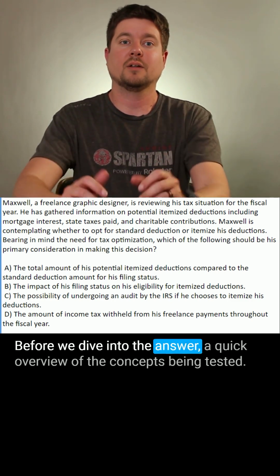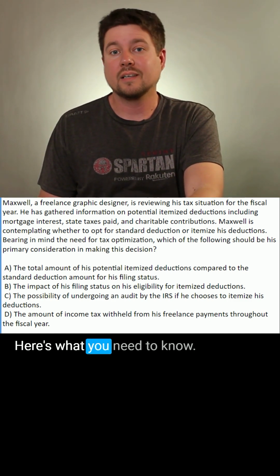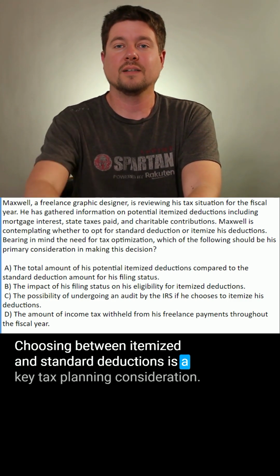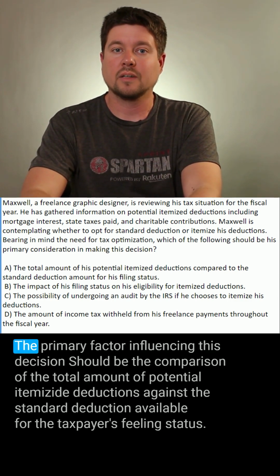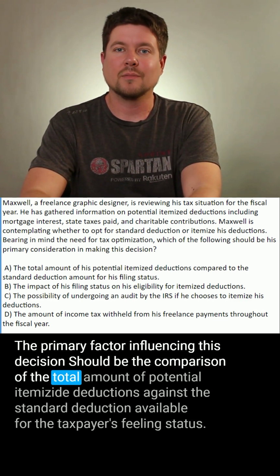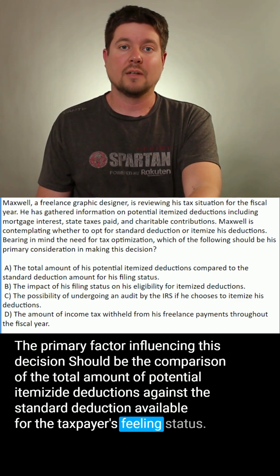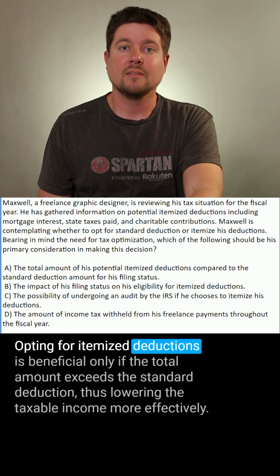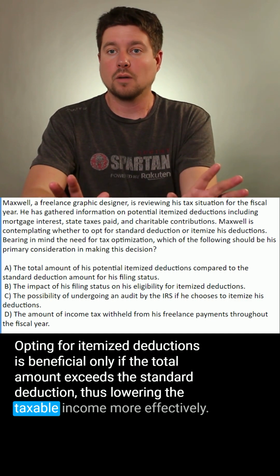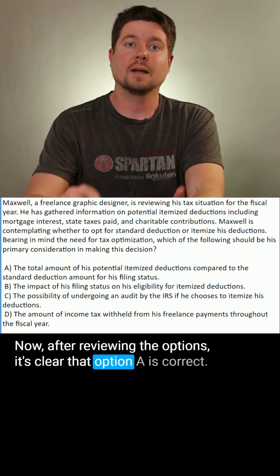Before we dive into the answer, a quick overview of the concepts being tested. Here's what you need to know. Choosing between itemized and standard deductions is a key tax planning consideration. The primary factor influencing this decision should be the comparison of the total amount of potential itemized deductions against the standard deduction available for the taxpayer's filing status. Opting for itemized deductions is beneficial only if the total amount exceeds the standard deduction, thus lowering the taxable income more effectively. Now, after reviewing the options, it's clear that option A is correct.